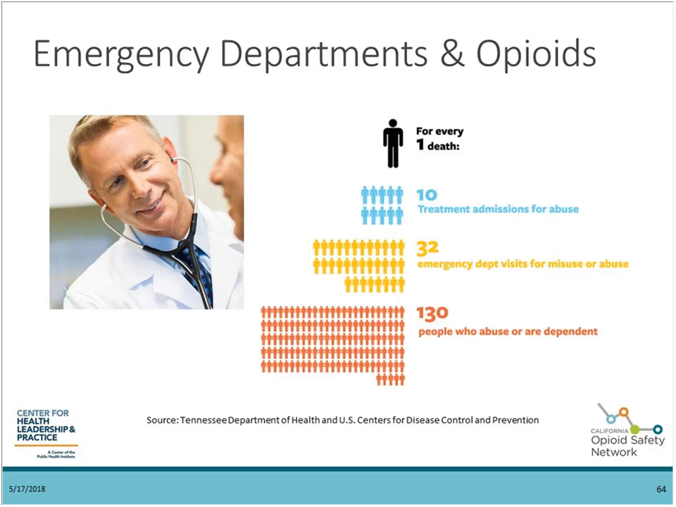If you look at emergency departments, there are 130 people who are abused or dependent, but when we go up there, we see 32 emergency department visits within a year. And then 10 of those treatment admissions are for misuse of substances, and then there's one death contained in between. So we don't want to get to the point of death, but there's many opportunities to intervene.